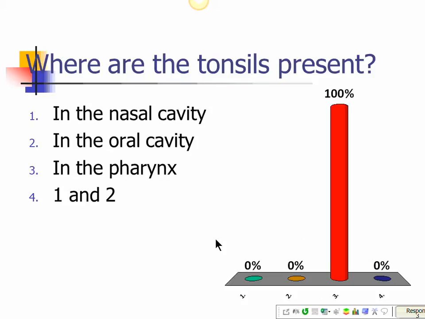Yes, in the pharynx. Remember the nasopharynx and the oropharynx. The tubal tonsil and the pharyngeal tonsil are in the nasopharynx, the palatine and lingual in the oropharynx.